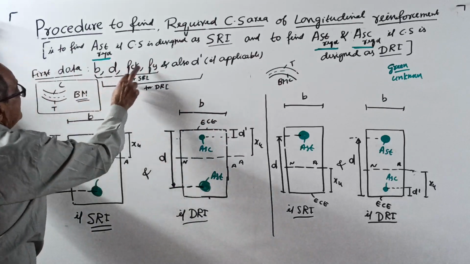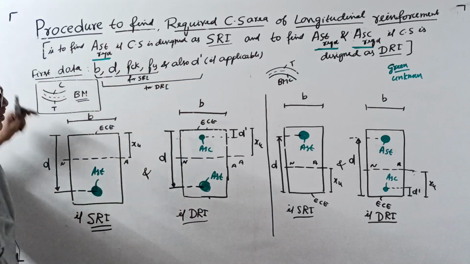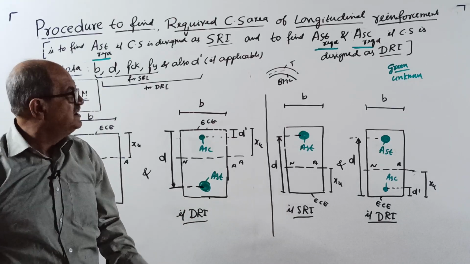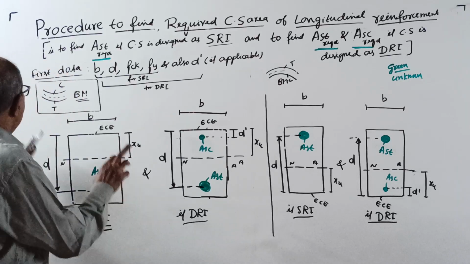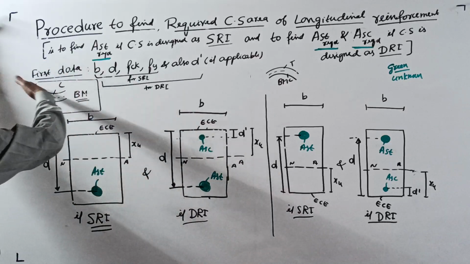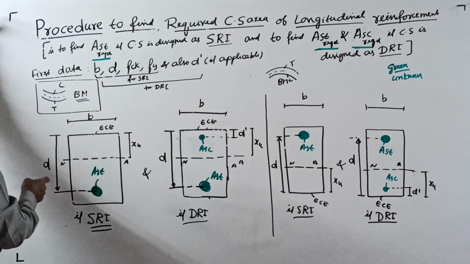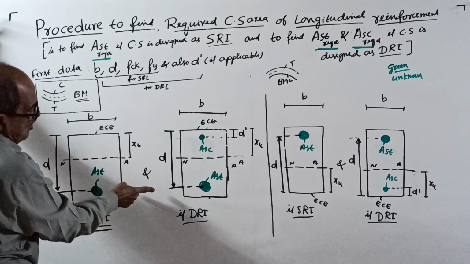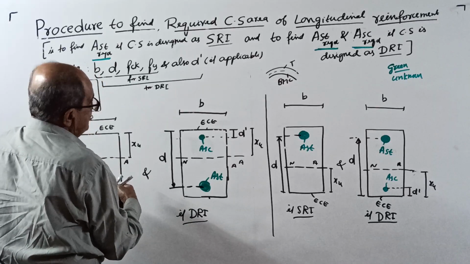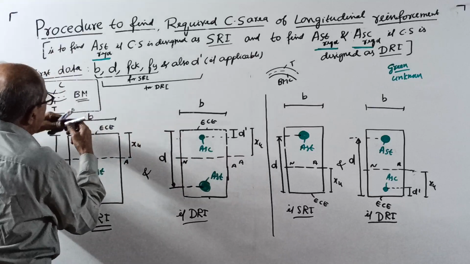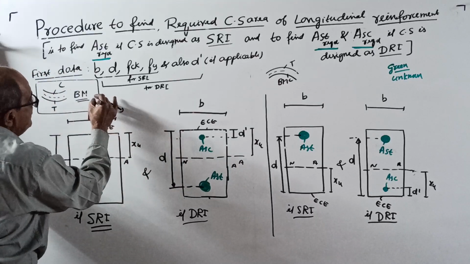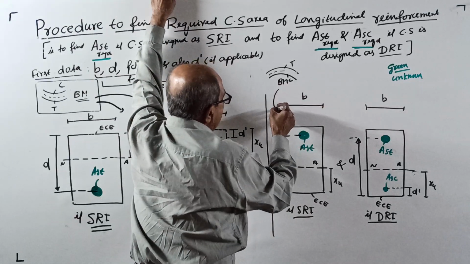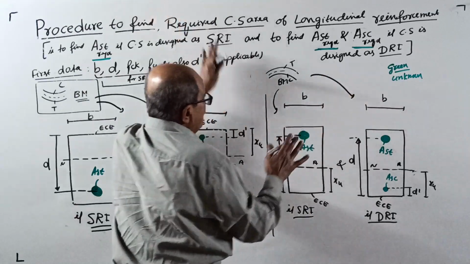First, data is known. These all I need not give, it is already known to people. Still, to make it perfect, if the BM is sagging, and this is for hogging, I forgot here. These both are for sagging BM, this one and this one, whereas this one and this one both are for hogging BM.